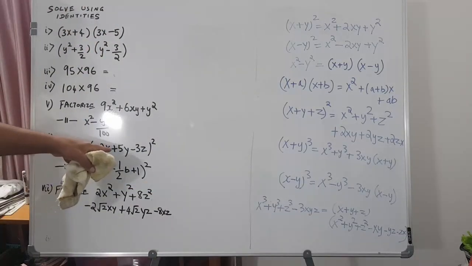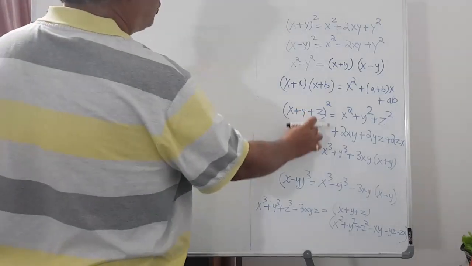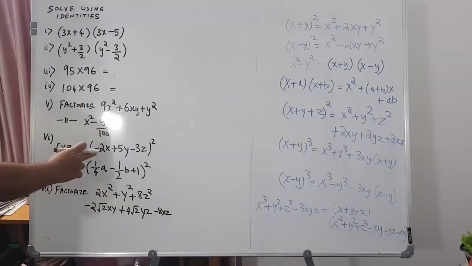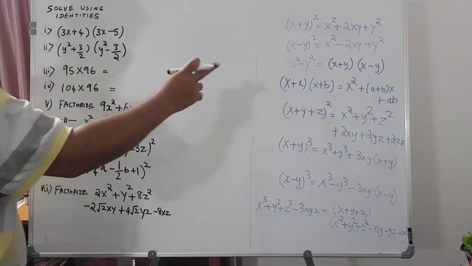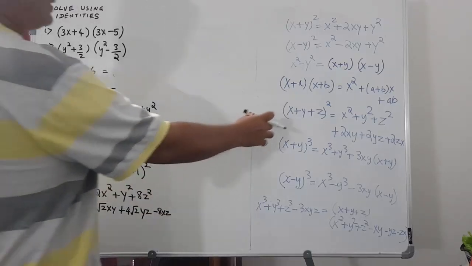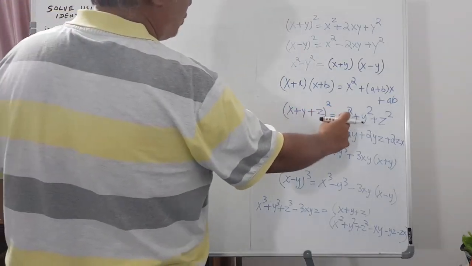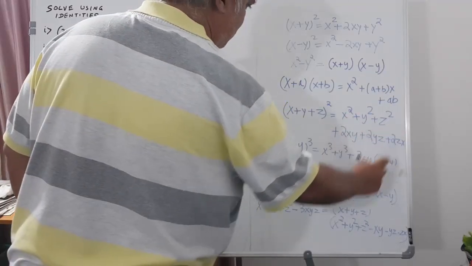Minus 2x plus 5y minus 3z whole squared, that looks like x plus y plus z whole squared. Instead of x we have minus 2x, instead of y we have 5y, and instead of z we have minus 3z. Okay, so using this identity we get x plus y plus z whole squared is equal to x squared plus y squared plus z squared plus 2xy plus 2yz plus 2zx.